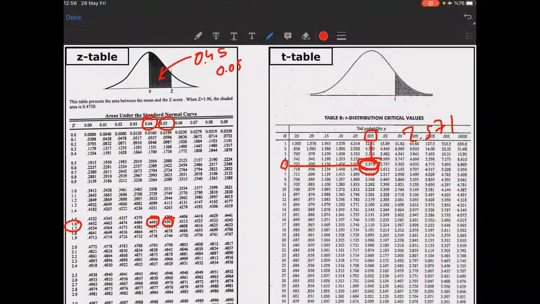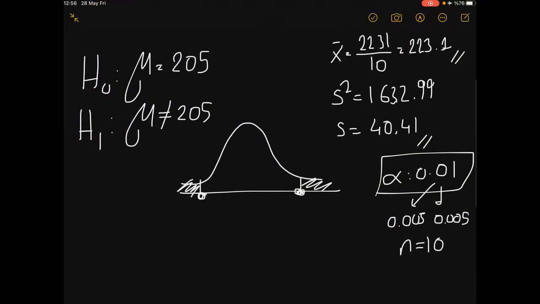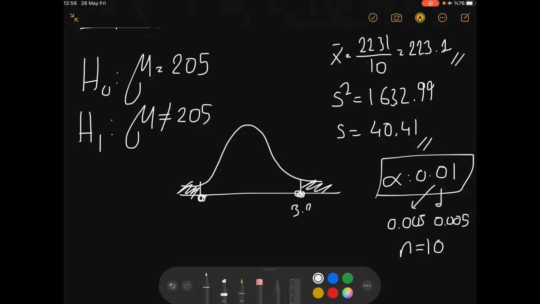I go back to here and I will find that lovely value here, this one, and my degree of freedom is n minus 1. I had 10 samples, right? So my degree of freedom is 9. I look at the corresponding values. Okay, I found you. 3.25 is my critical value here. 3.25. This is for plus and minus 3.25 right here. Okay, good.